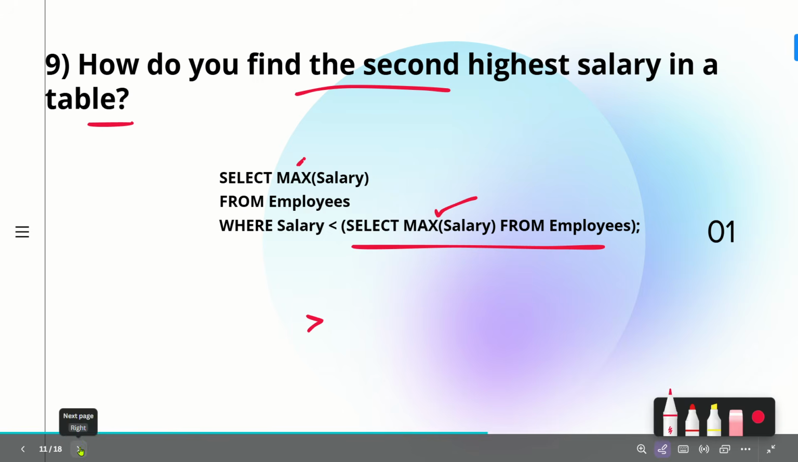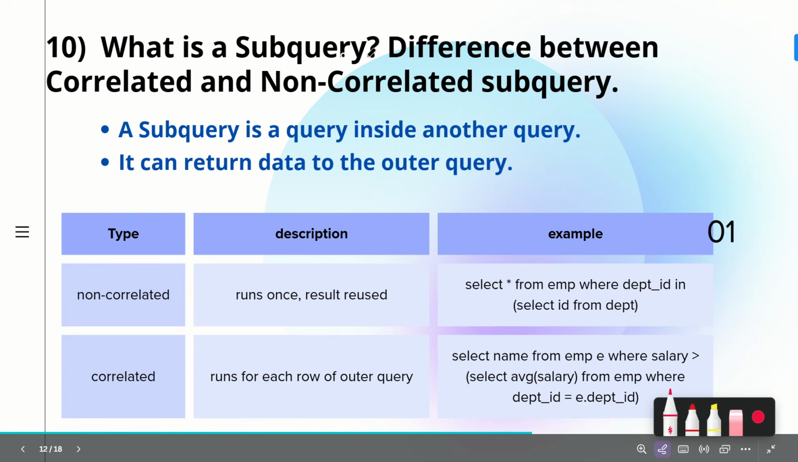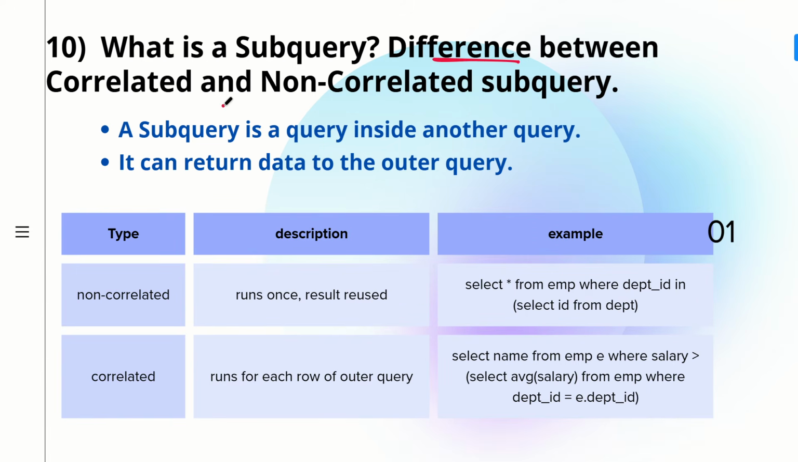We will see our 10th question. What is a subquery and what is the difference between correlated and non-correlated subquery? A subquery is a query inside another query, which we saw in the previous question. The second part which we saw was the subquery, and it can return the data to the outer query. We will see an example here. First we will see the non-correlated query description. It runs only once and results are reused.